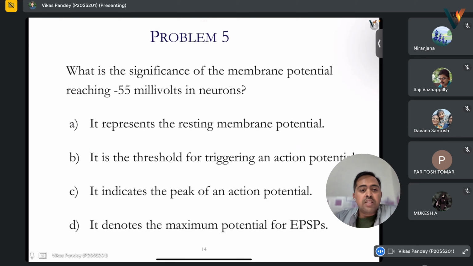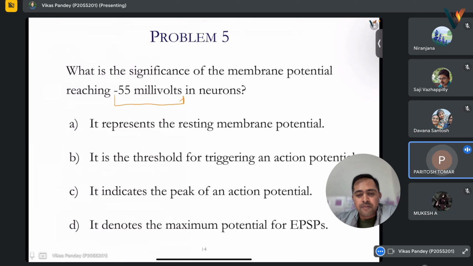So what is the significance of the membrane potential reaching minus 55 millivolts in a neuron? Does it represent the resting membrane potential? Is it the threshold for triggering an action potential? Will it indicate the peak of an action potential, or does it denote the maximum potential for EPSP?